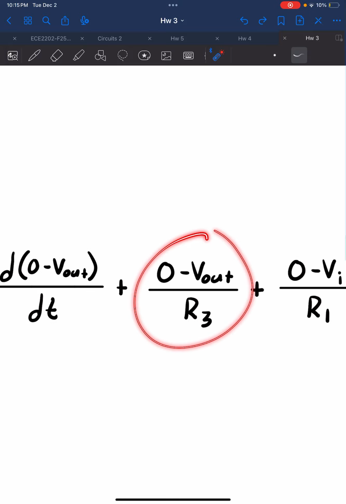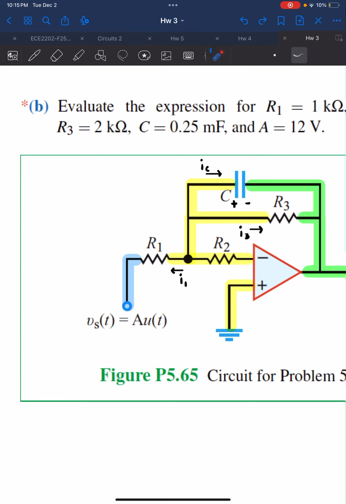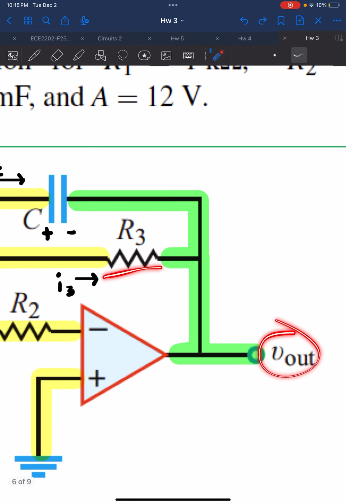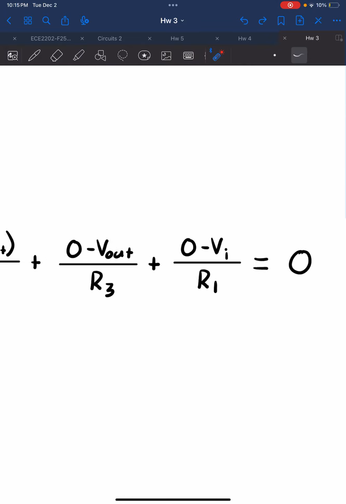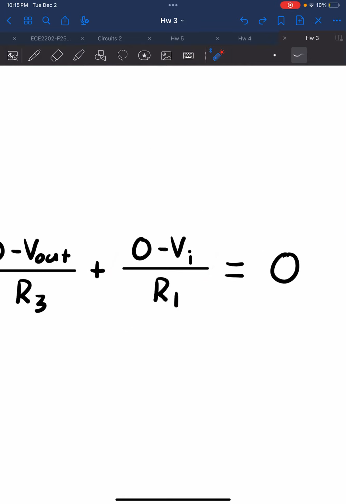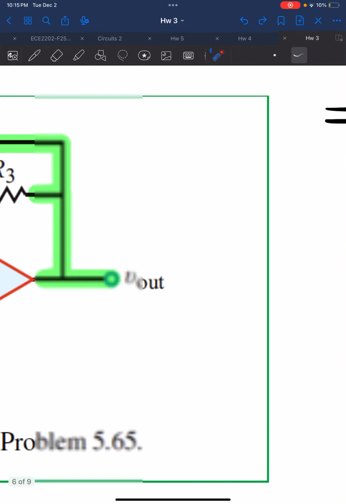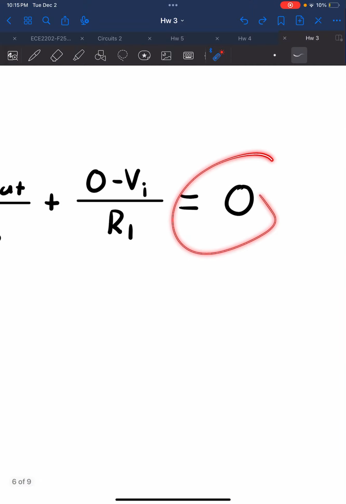This is I3. It's going to be 0 minus V out over R3. And then our last current is going to be 0 minus V source, or 0 minus V in, I believe, over R1, equals 0, right?